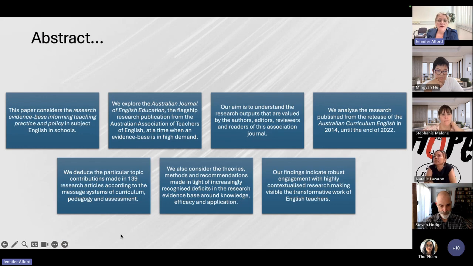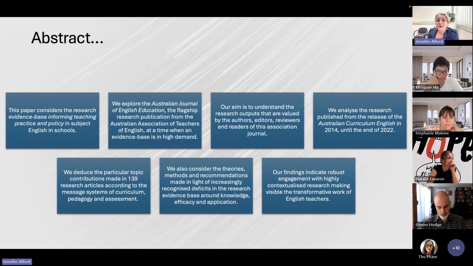So the abstract to our article, and I'm not going to go through the whole article, I'm going to cherry pick some bits that I think will be interesting to look at from the point of view of analysing evidence in research journals. So in our paper, we consider the research evidence base informing teaching practice and policy in subject English in schools. We chose the Australian Journal of English Education, which I said is our flagship research publication. And we did this because we know that evidence for all teaching, not just English, is in high demand at the moment. Our aim was to understand the research outputs that are valued by the authors, editors, etc.